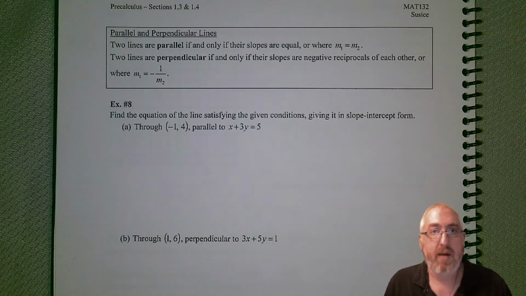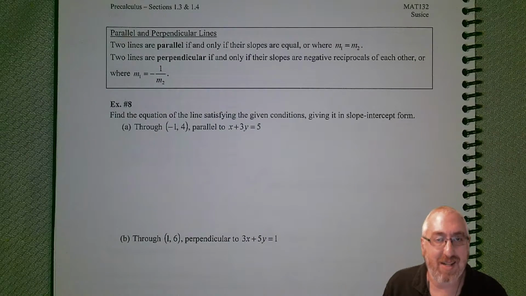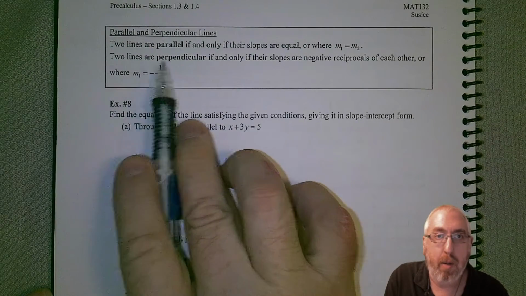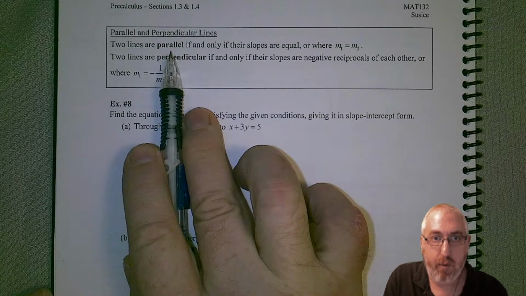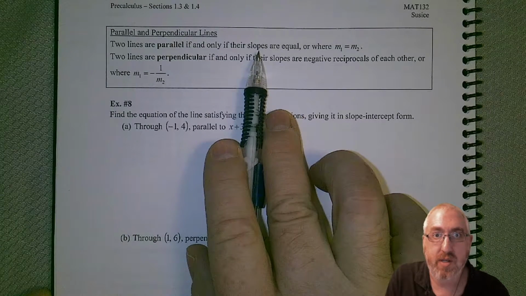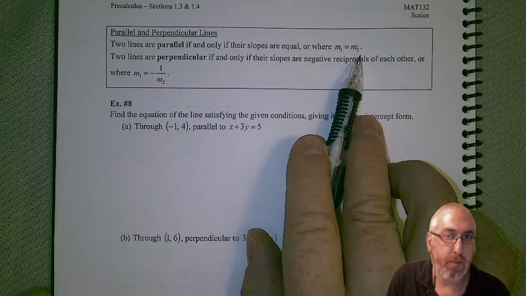All right, welcome back for yet another application of lines, equations of lines. So now we're going to be getting into parallel and perpendicular lines. So a couple of key facts. If we have parallel lines, then the one major thing we should know is that their slopes are equal. So M1 should equal M2.